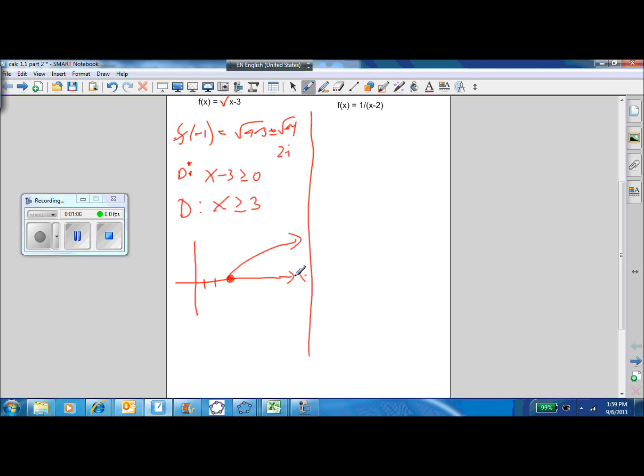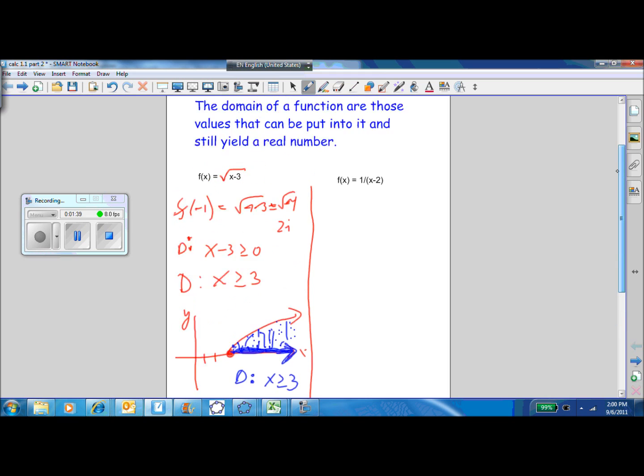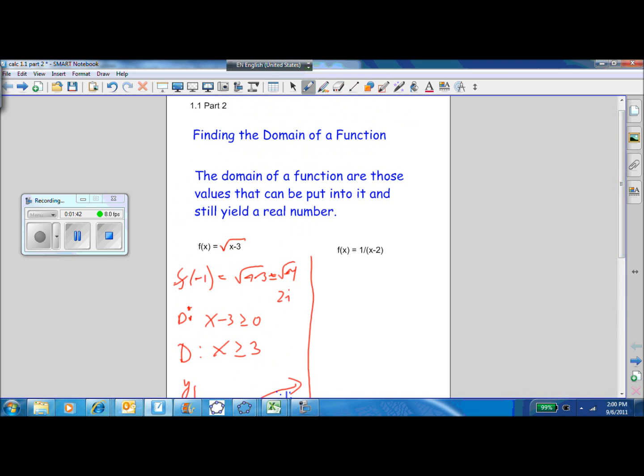Another way to think of domain is: what are all the values of x taken on by all the points of the function? I like to think of it as snowfall. If we think of all the points on the function as dropping straight down, like snow, the part of the x-axis that gets covered up is the domain. And there's our domain again: x greater than or equal to 3. So that's another way to think about a function's domain.